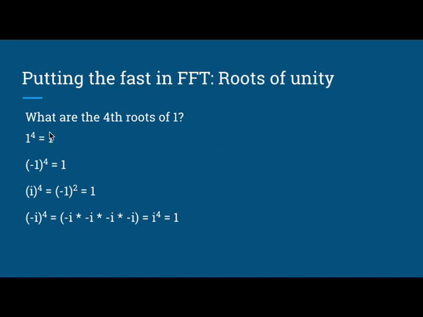1 to the power 4 gives you 1. Negative 1 to the power 4 gives you 1. But also i to the power 4 gives you 1. Why? Because remember what i squared was? i squared was negative 1. Or rather, the way I said it earlier was that i is the square root of negative 1. So i squared is negative 1, right? So what I'm doing here is i squared squared, which is negative 1 squared, which is 1.